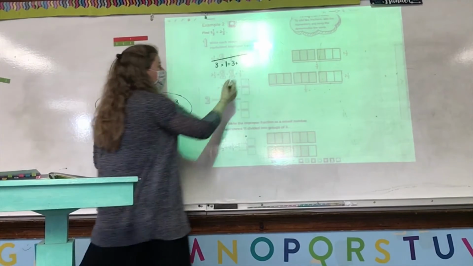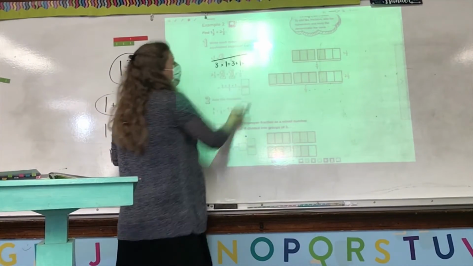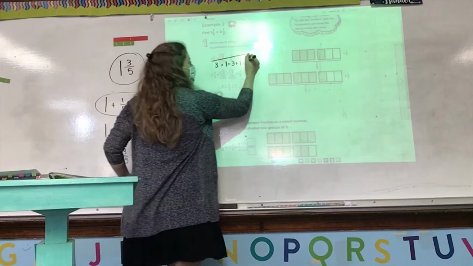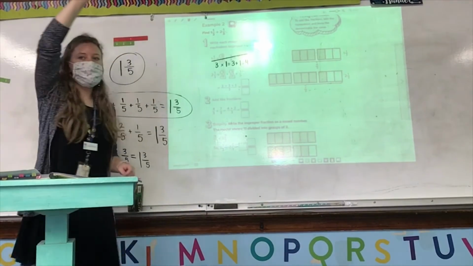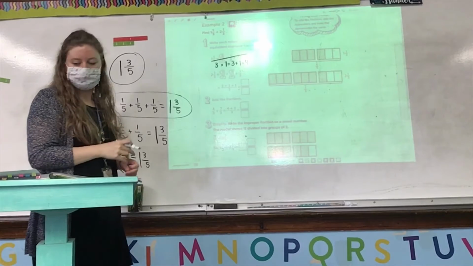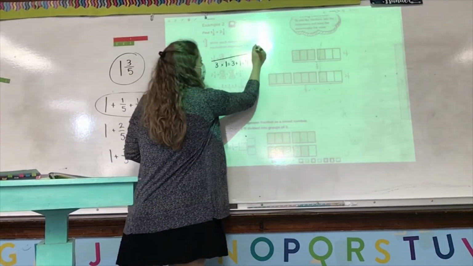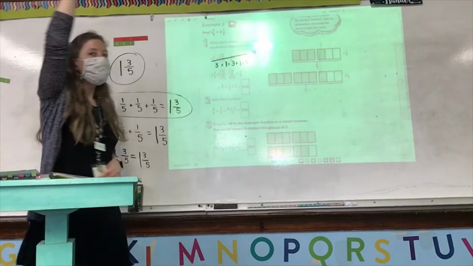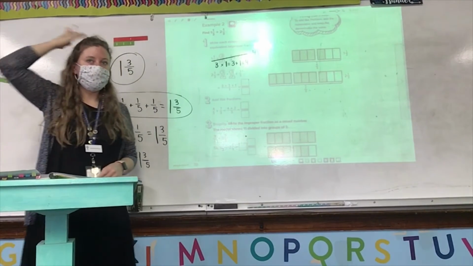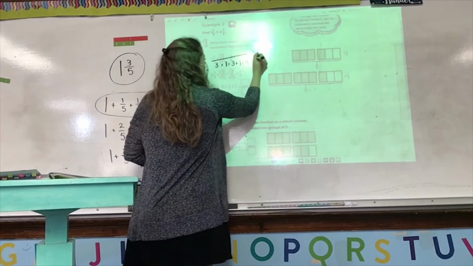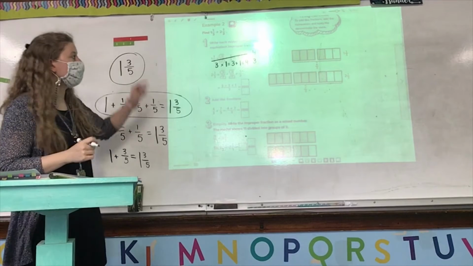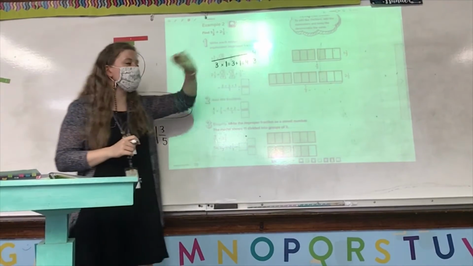The numerator is 1. Class, 3 plus 1 is? 4. That answer is the new numerator. So our numerator is 4. What's our denominator? 3. Why is 3 our denominator? Because it always stays the same. So that means, class, 1 1/3 is equivalent to?